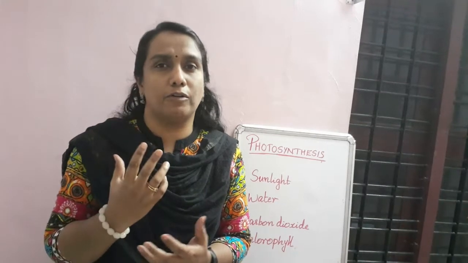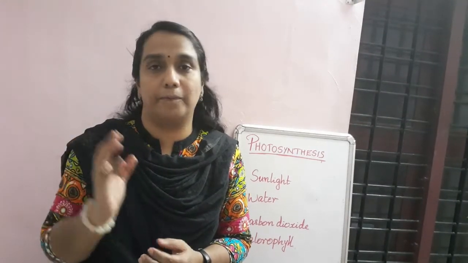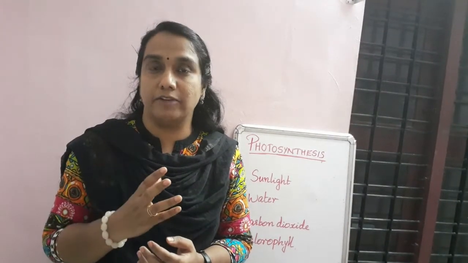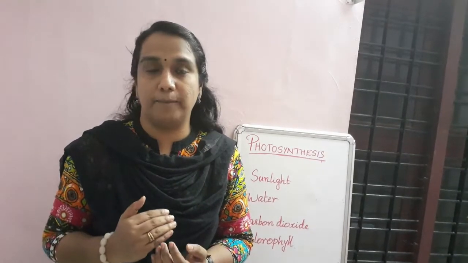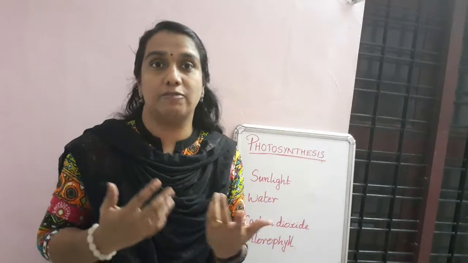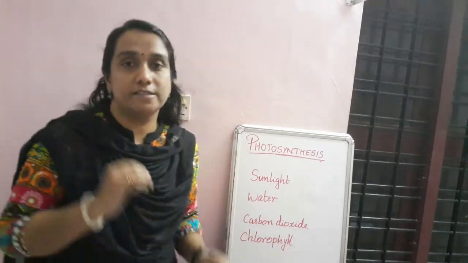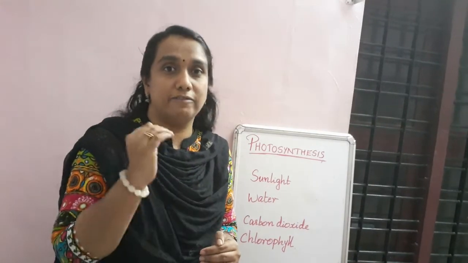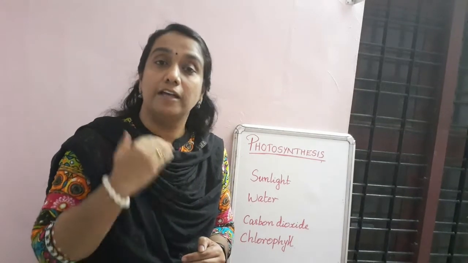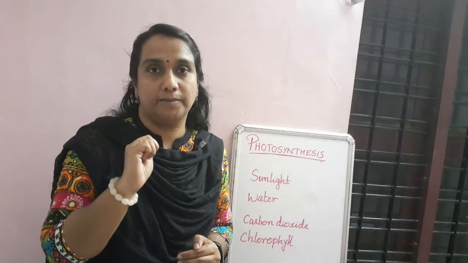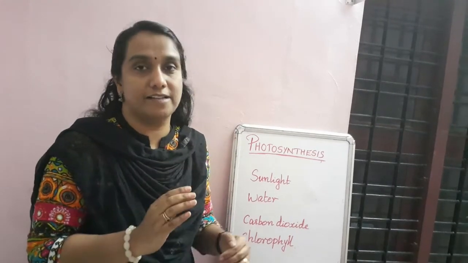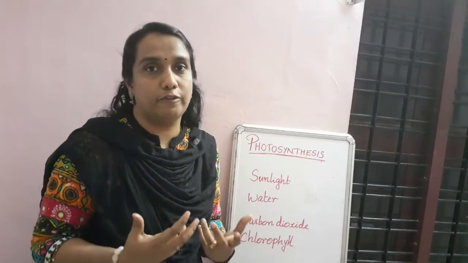Have you ever thought about how the plants prepare their food? Plants prepare food by a process known as photosynthesis. So today we will see what is photosynthesis. Photosynthesis is the process by which green plants prepare their own food. It needs 4 ingredients for that. So let's see what all ingredients are needed for the plants to prepare food.